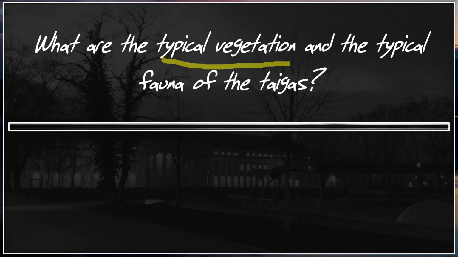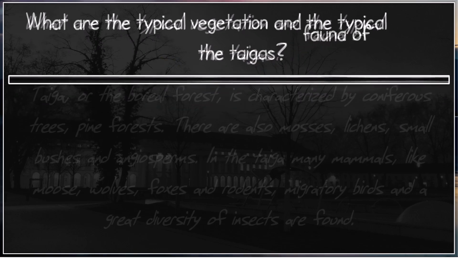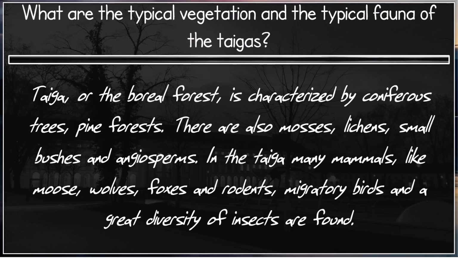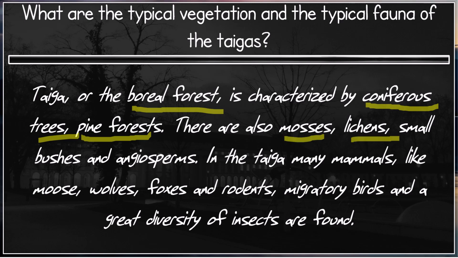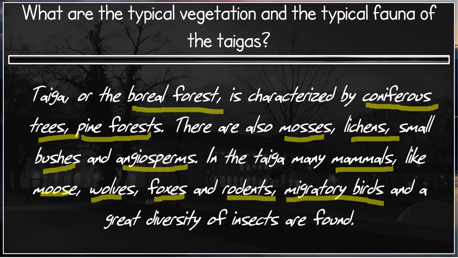What are the typical vegetation and typical fauna of the taiga? Taiga, or the boreal forest, is characterized by coniferous trees, pine forests. There are also mosses, lichens, smaller bushes, angiosperms. In the taiga, many animals like moles, wolves, fox, rodents, migratory birds, and great diversity of insects are found.